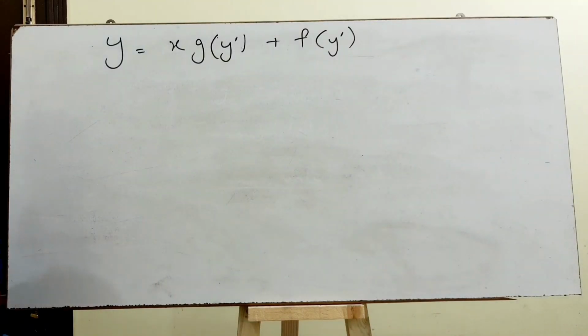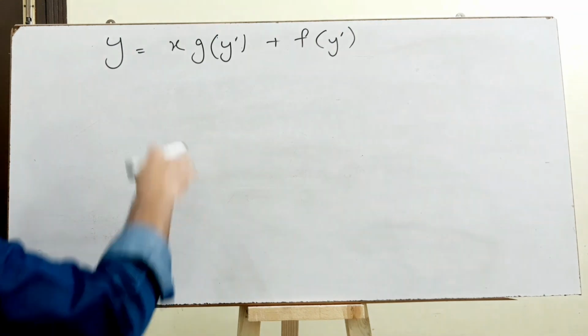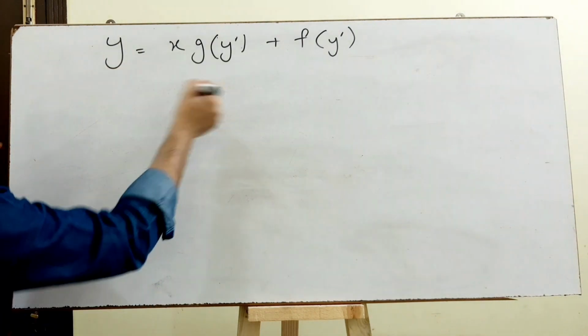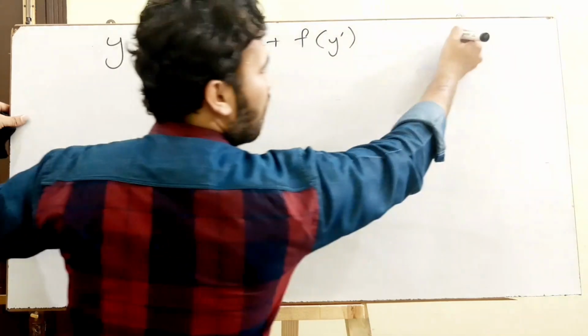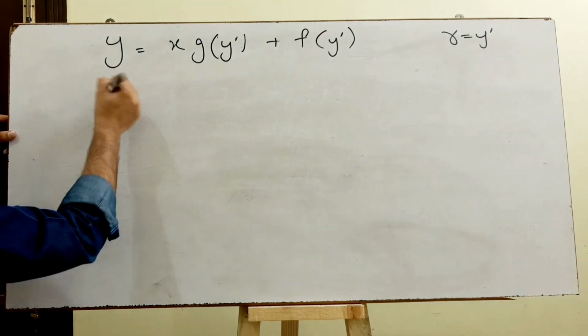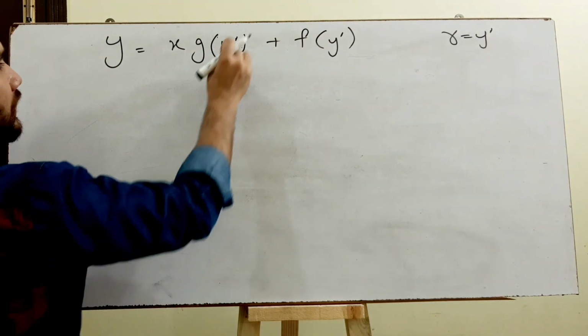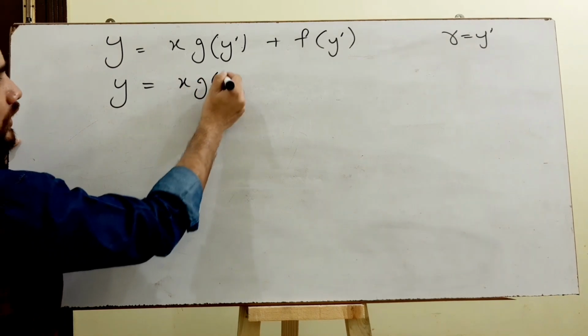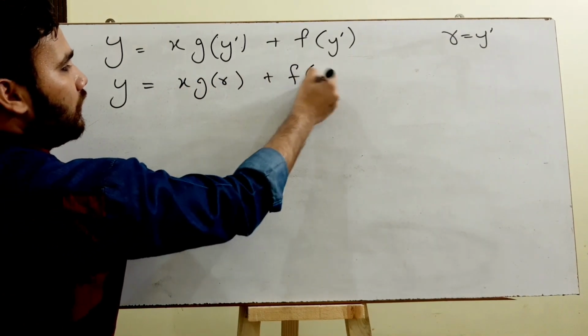For the general procedure for the D'Alembert differential equation, we again differentiate with respect to x. First, let's assume that r equals y prime. That is our assumption. So this differential equation will look like y equals x g of r plus f of r.